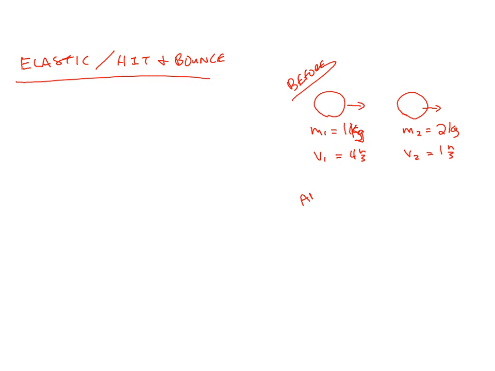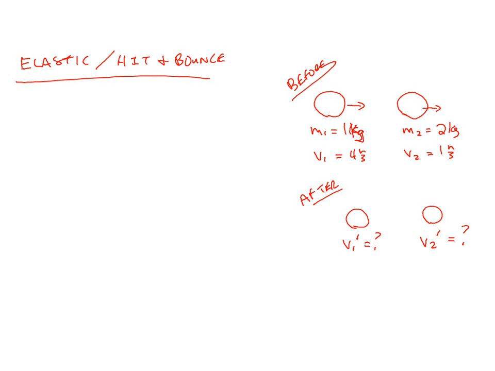Okay. Afterwards, here's ball number 1. It still has a mass of 1 kilogram. What's the velocity doing? Well, we've got to do the numbers and see. What is the velocity of ball number 2? These are the questions we want to know. If the masses stay the same, and they hit and bounce with no loss of kinetic energy, no loss of momentum, that's when we get to use those two equations.